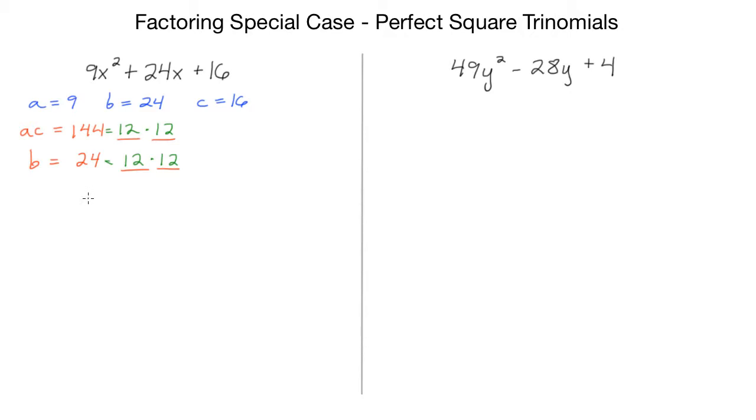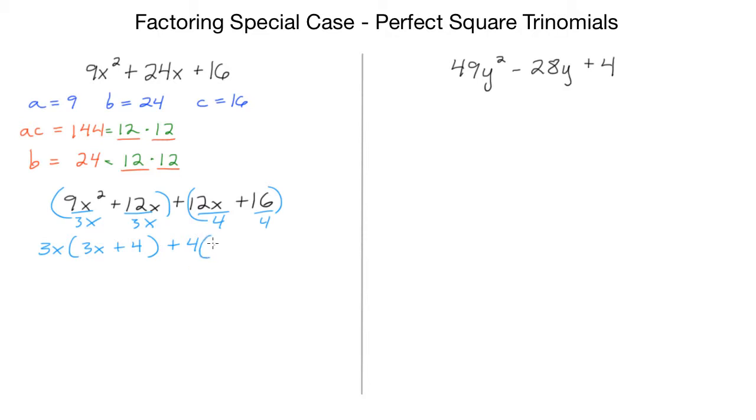So we've got 9x squared plus 12x plus 12x, my same two numbers, plus 16. Let's factor my two groups out. In group 1, I've got a common factor of 3x. I'm going to factor that out, leaving 3x times 3x plus 4. And in my other group, I've got a common factor of 4. So let's factor out that 4, and I'm left with 3x plus 4.